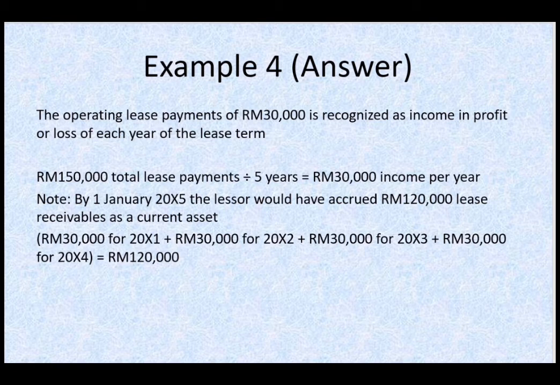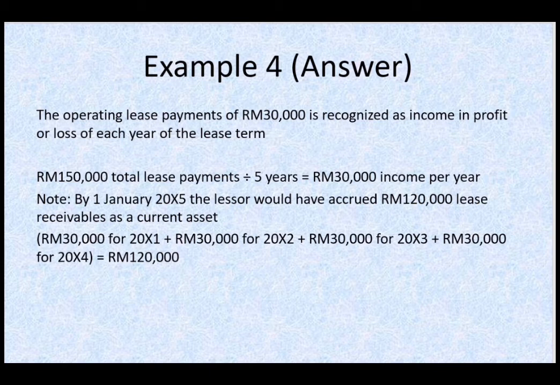If you ask me, why RM 30,000? Because only in the 5th year will they get their lease payment. So RM 150,000 is the total lease payment, divided by 5, the total number of years given in the question. Then you will get RM 30,000 as the income per year.